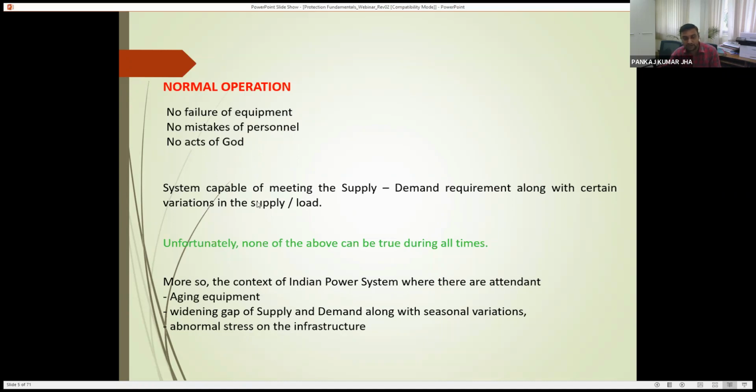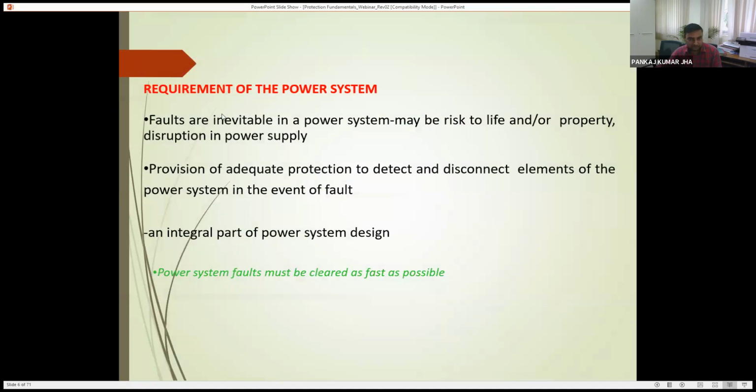We have to understand the nature of different types of fault. Once we understand the nature, only then can we decide which type of protection system we have to use. So now the requirements of the power system are: we know that faults are inevitable in any power system. Whenever there is a fault, it will risk life and property as well as cause disruption in power supply. So power system faults must be cleared as fast as possible.